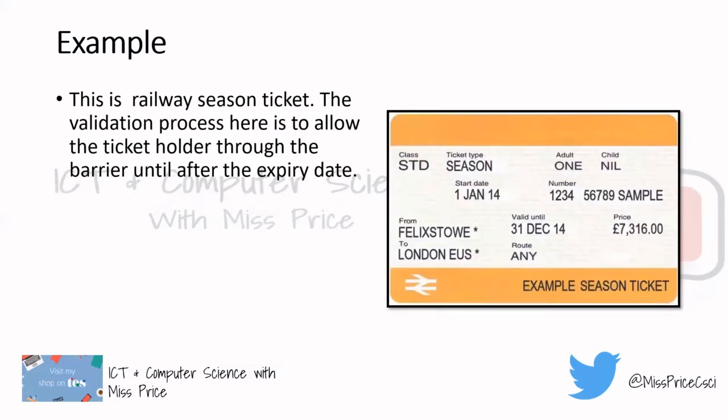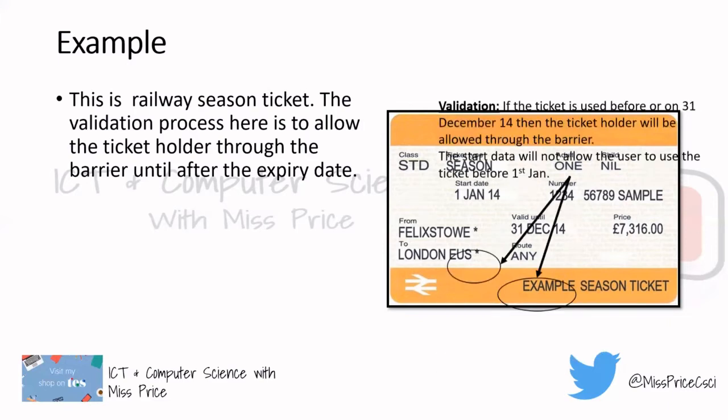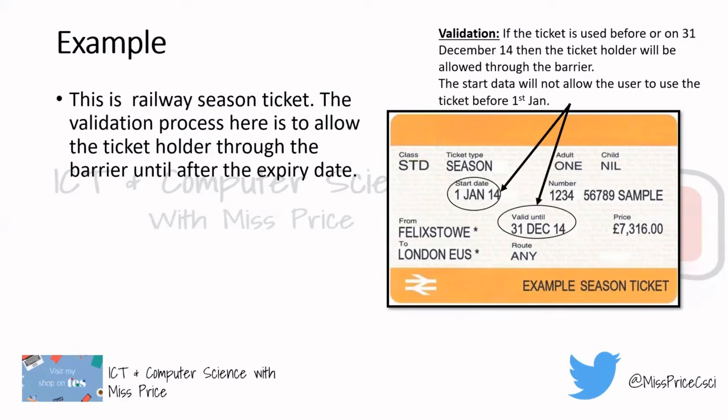Another validation check is this train ticket from England. This train ticket will do a check very quickly. A human can check all of these things, but obviously it takes time. If you put the ticket through the ticket barrier, it will check your ticket in a second, and this is what the computer will do in literally 1 second. It will check the date.